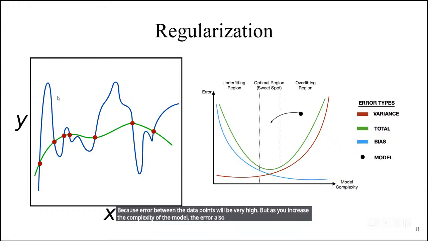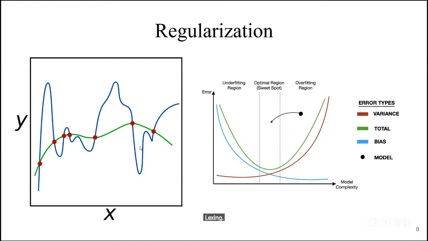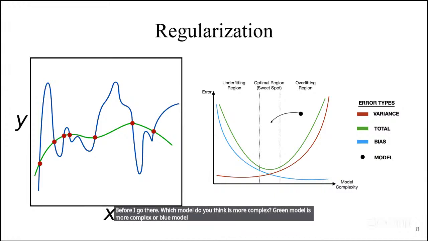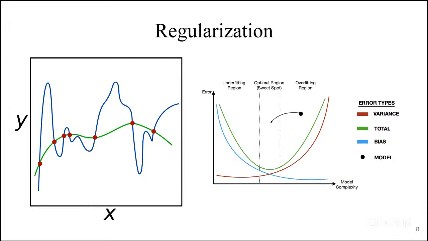Look at the blue point. As you made your model more complex, it completely fits the points. Before I go there, which model do you think is more complex? Is the green model more complex or the blue model more complex? Which model is more complex, green or blue? Blue. Okay, everyone can see this, right?